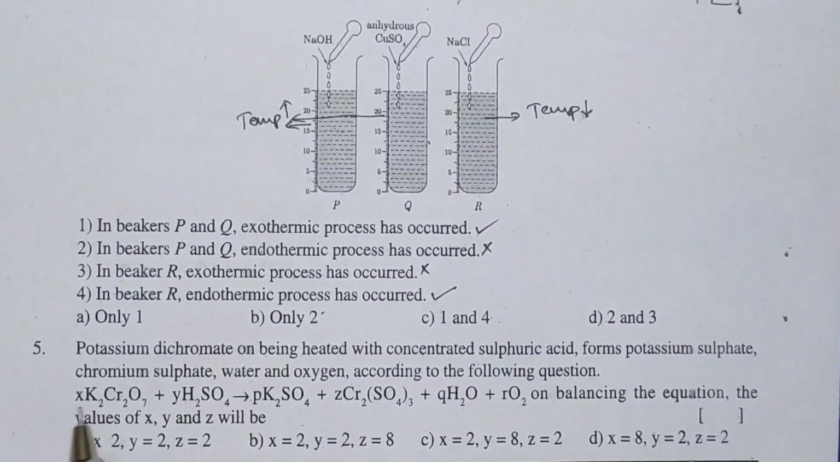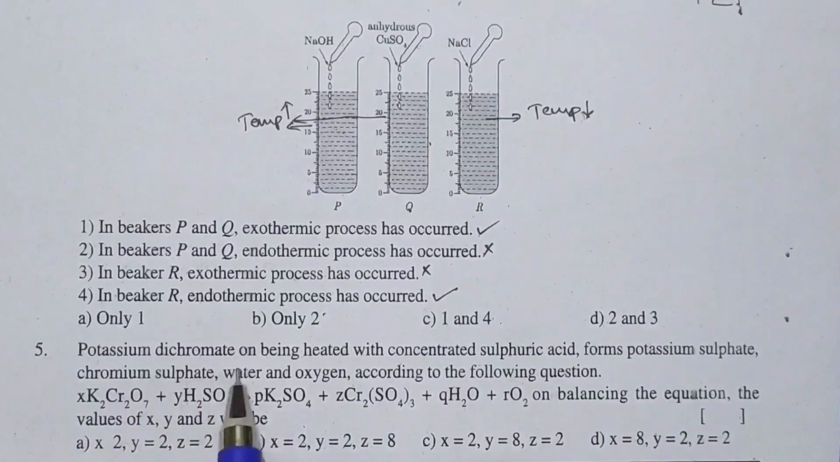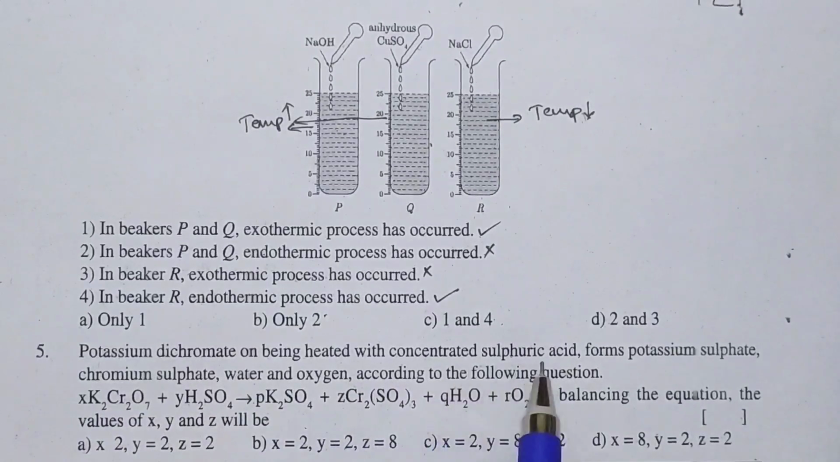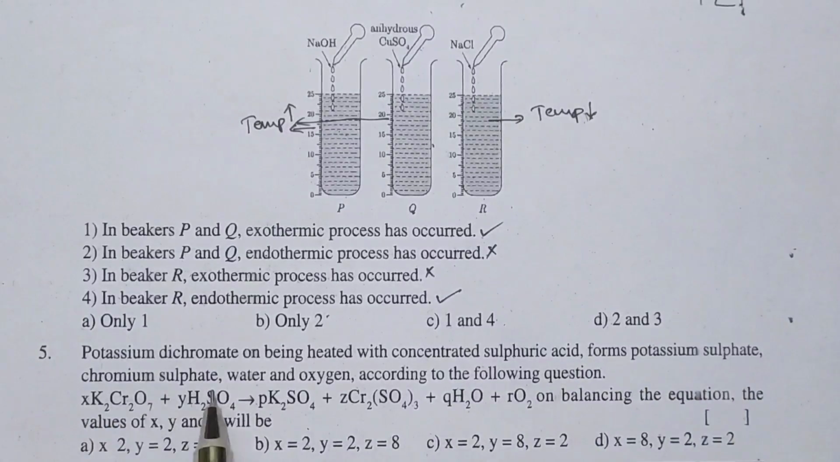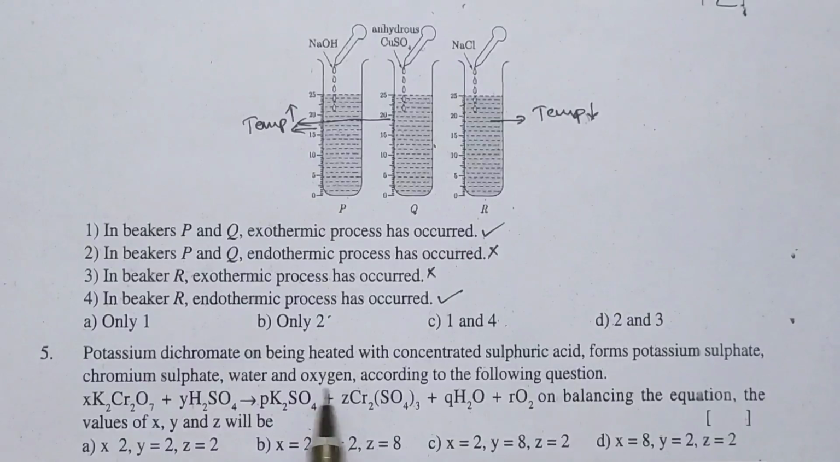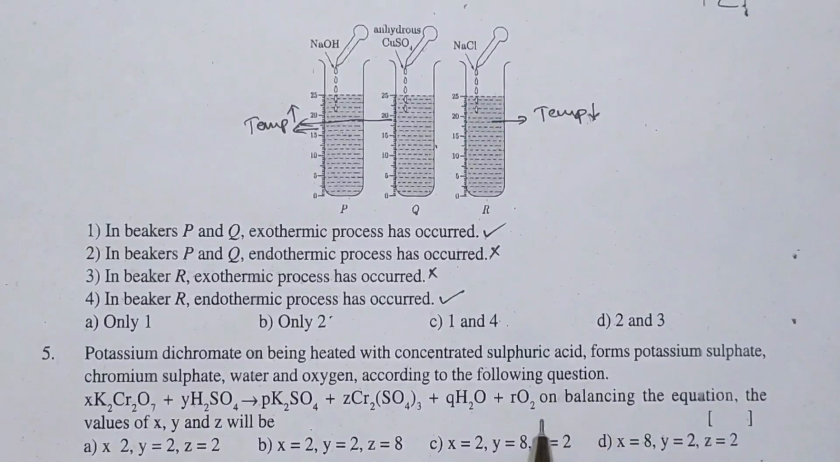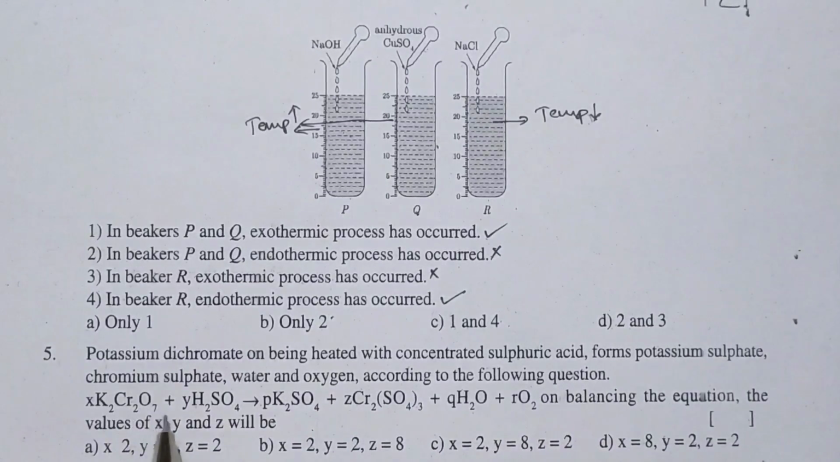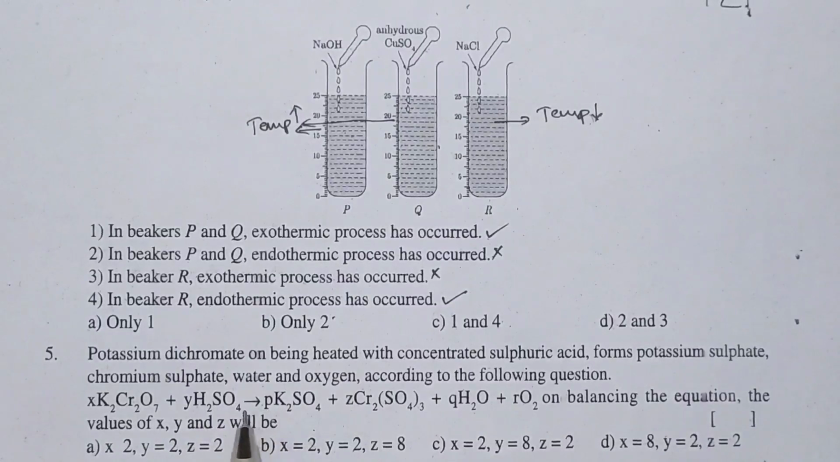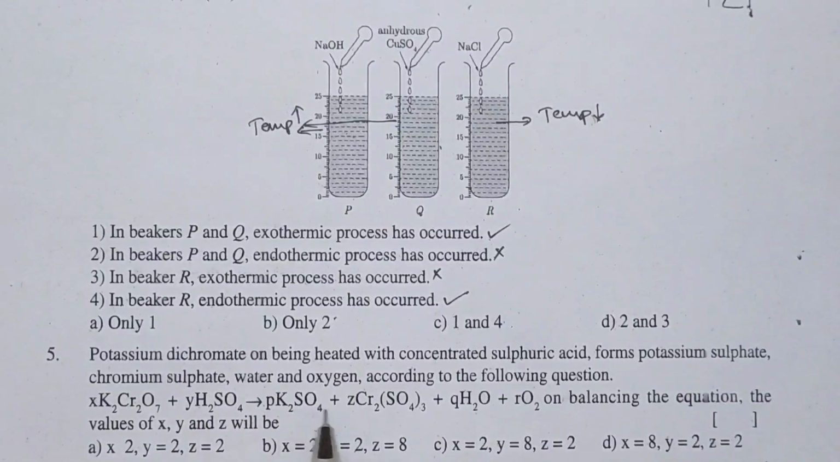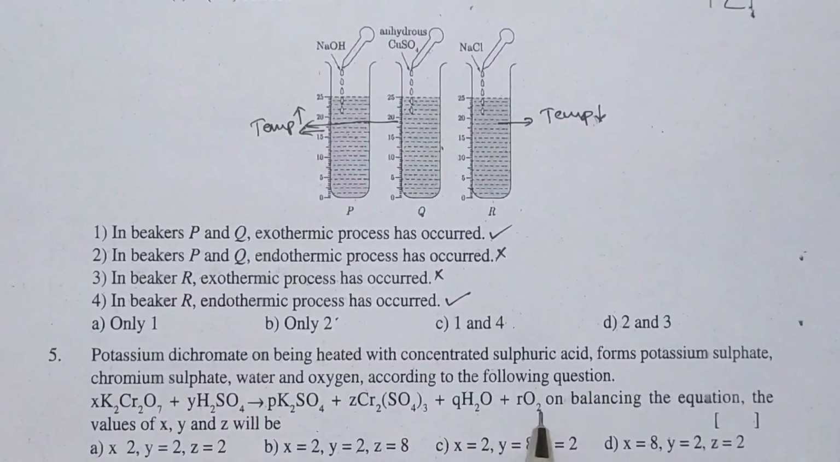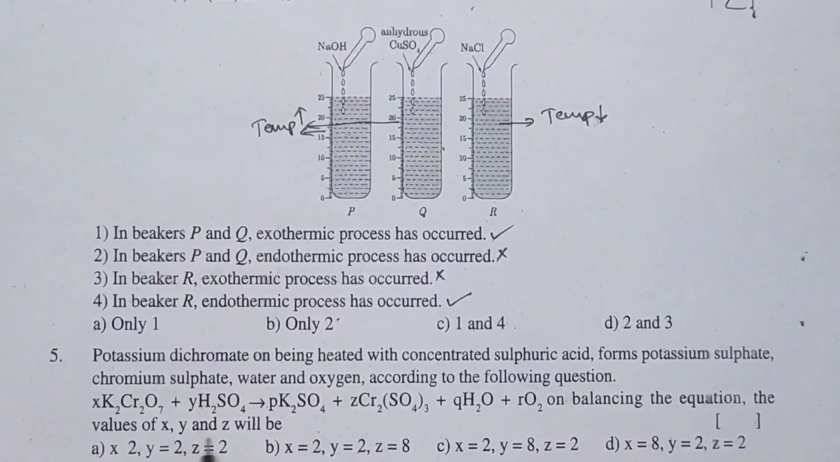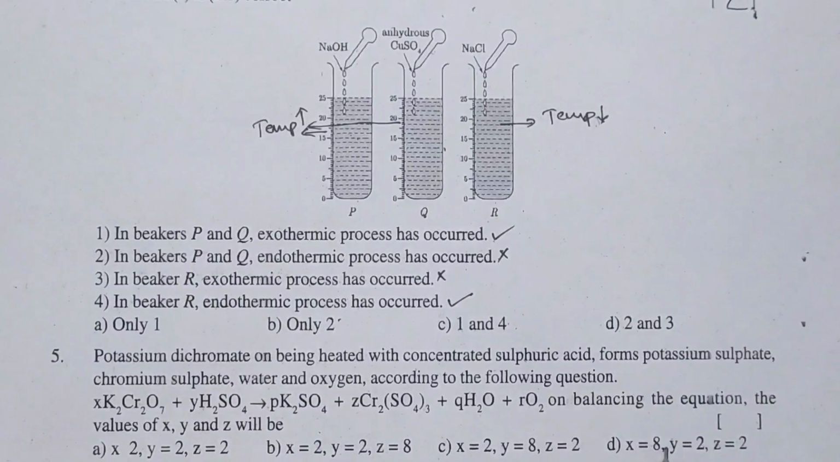Now we see question number 5. Potassium dichromate on being heated with concentrated sulfuric acid forms potassium sulfate, chromium sulfate, water and oxygen according to the following equation: X K2Cr2O7 plus Y H2SO4 gives P K2SO4 plus Z Cr2(SO4)3 plus Q H2O plus R O2. On balancing the equation, the values of X, Y and Z will be, here there are 4 options.